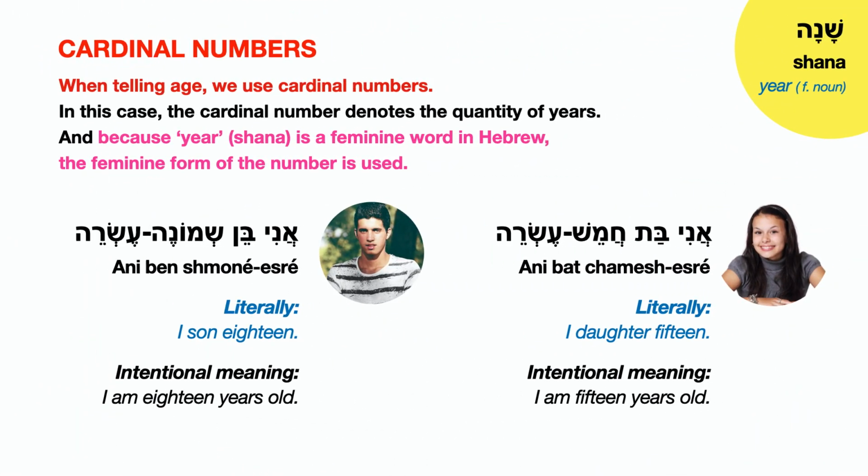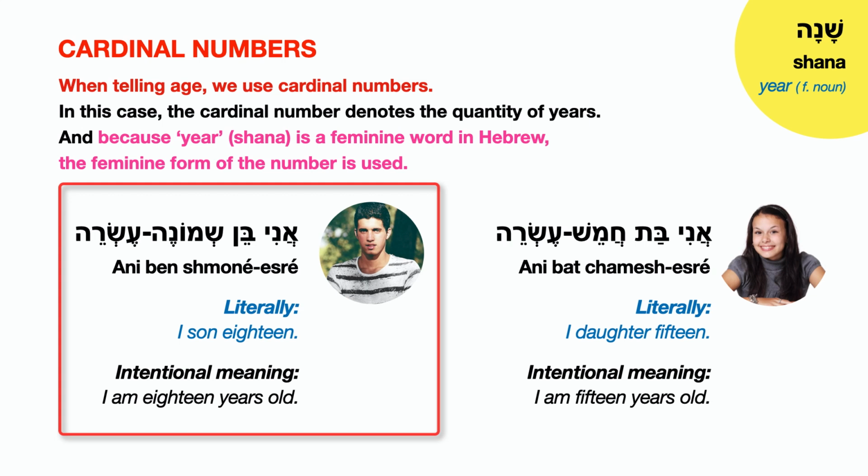And cardinal numbers are also used for telling your age. In this case, the cardinal number denotes the quantity of years you have lived. And because the Hebrew word for year is shana, and shana is a feminine noun, that means that we use the feminine forms of the numbers. So even if you're a man, you will still use the feminine form of the numbers.